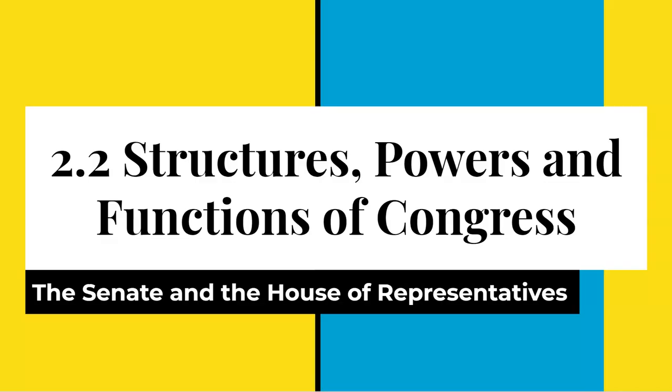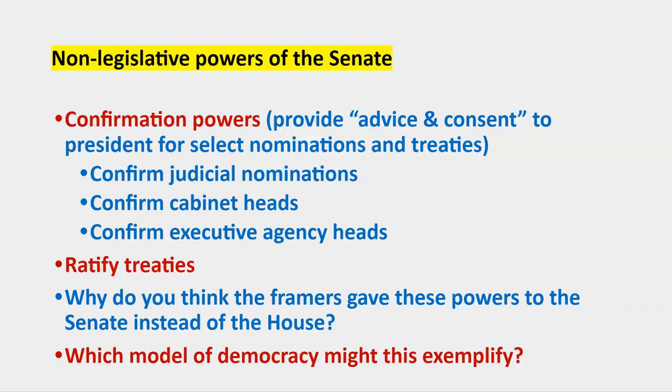As we look to 2.2, and by the way, these sections are set out by the course exam description by the College Board. So 2.2 is the structures, powers, and functions of Congress, looking at the Senate and the House, which is what we'll look at in this section.